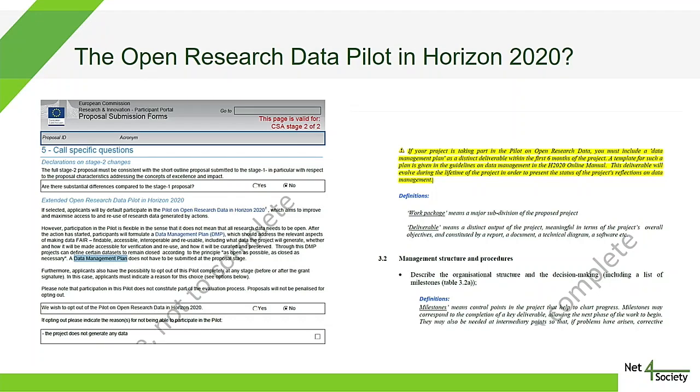So when you are looking at the proposal template for Horizon 2020 actions, you might have been wondering what something like this paragraph in Part A means. If selected, applicants will by default participate in the pilot on open research data in Horizon 2020, which aims to improve and maximize access to and reuse of research data generated by actions. Or even Part 5 of the sentence in Section 3, implementation, which is the part marked in yellow here. If your project is taking part in the pilot on open research data, you must include a data management plan as a distinct deliverable. So you might be wondering, what exactly does this mean?